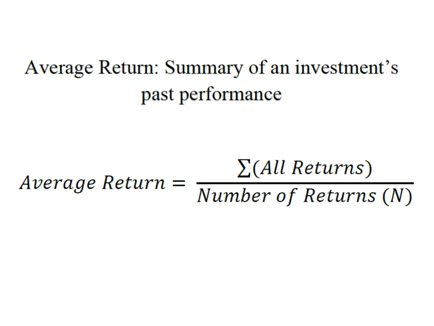Average return is simply a summary of an investment's past performance. In order to find this average return, we're going to take all the returns for the period that we're interested in, and we're going to sum them all together. That's what this big sigma represents. So add all of your returns together and divide by the number of returns you have, which is denoted by n. As you can tell, this is simply a good old-fashioned arithmetic average.